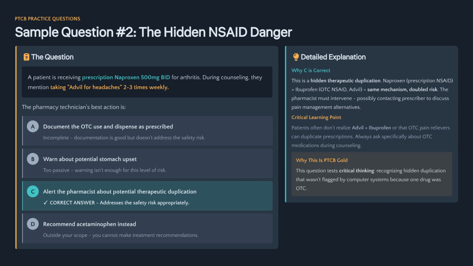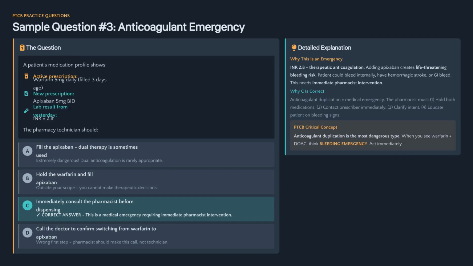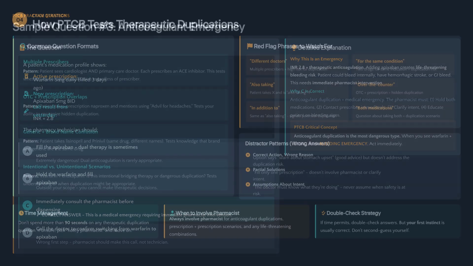For this hidden NSAID danger scenario, the patient takes prescription naproxen and OTC Advil. The best action is C. Alert the pharmacist about potential therapeutic duplication, as computer systems may not flag the OTC error. In the anticoagulant emergency, the patient has active warfarin and a new prescription for apixaban. This is life-threatening. The correct response is C. Immediately consult the pharmacist before dispensing.